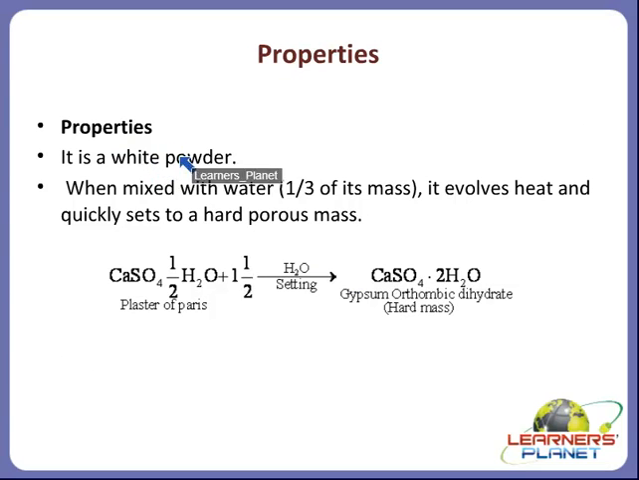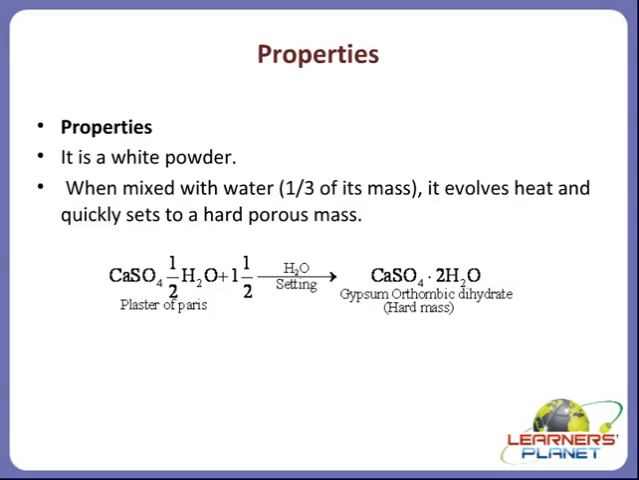Properties. It is a white powder. You must have seen plaster of Paris. It's a white powder, right? When mixed with water, 1/3 of its mass, how much water? 1/3 of its mass. Whatever mass you are taking, say if you are taking 2 kg, you have to take water which is 1/3 of its mass, right? It evolves heat and quickly sets into a hard porous mass.